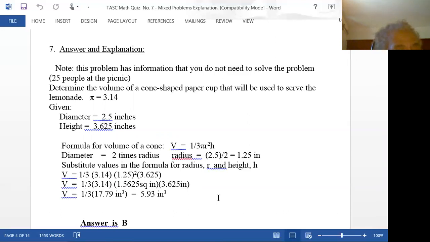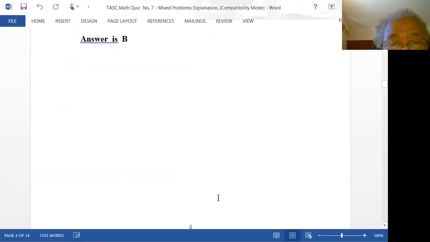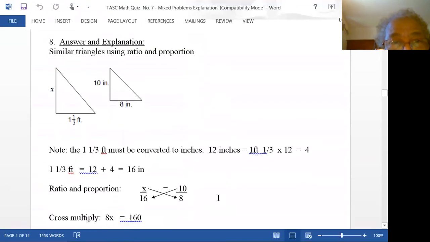Okay, now let's go to number 8. Number 8 is a similar triangle problem, and similar triangles are in ratio and proportion, okay? But there's one thing about this problem: you have some units that are different. All your units have to be the same.